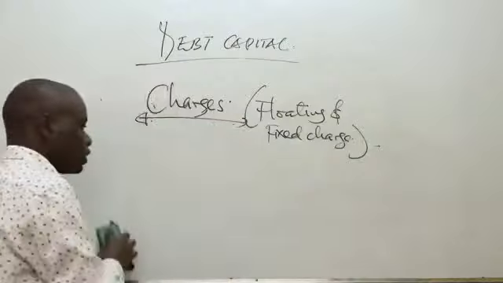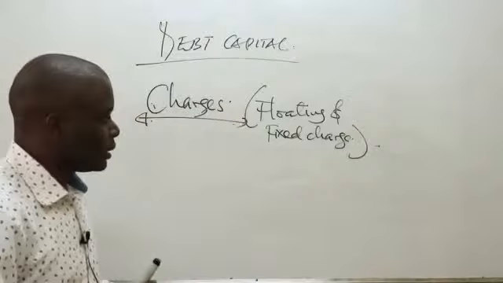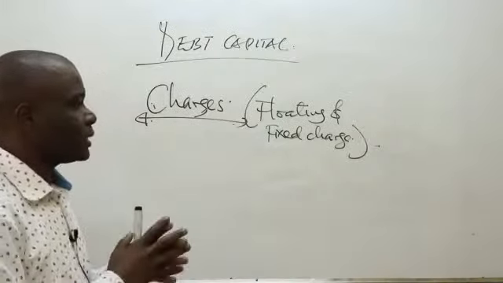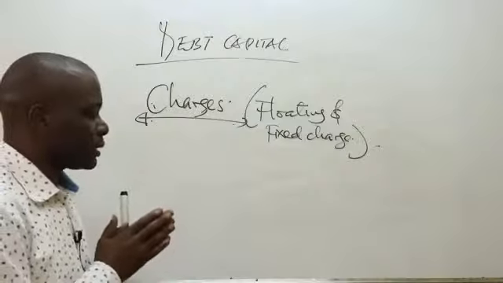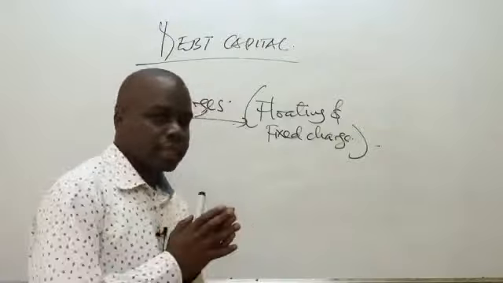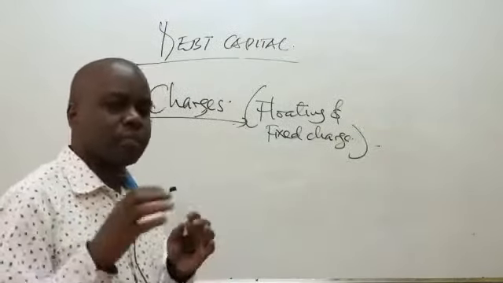So a floating charge is a charge that is not on a specific asset. Until maybe there's an occurrence of an event, that's when it actually settles on that particular asset. Maybe under the agreement, for example, if you default, that's basically when you can now come for the asset. But you can use the asset in whatever way you want.